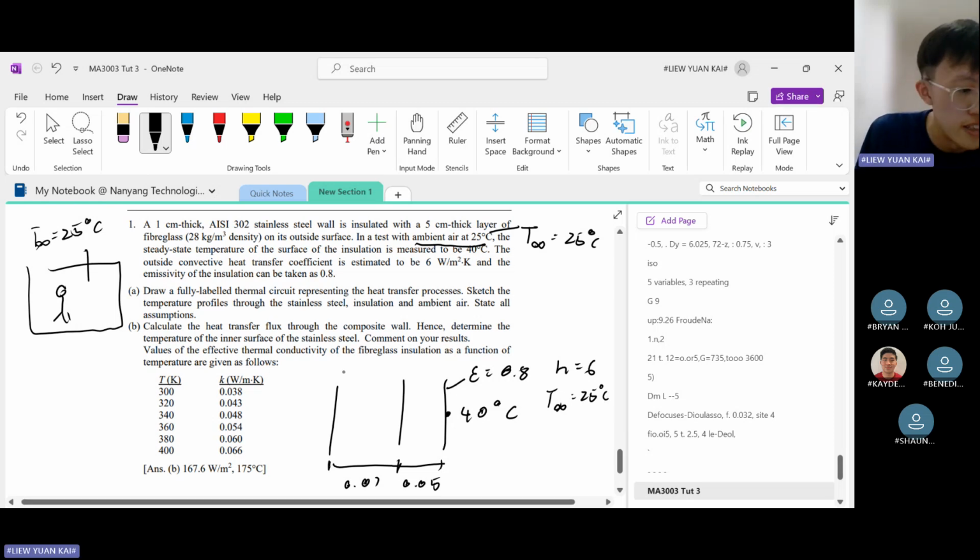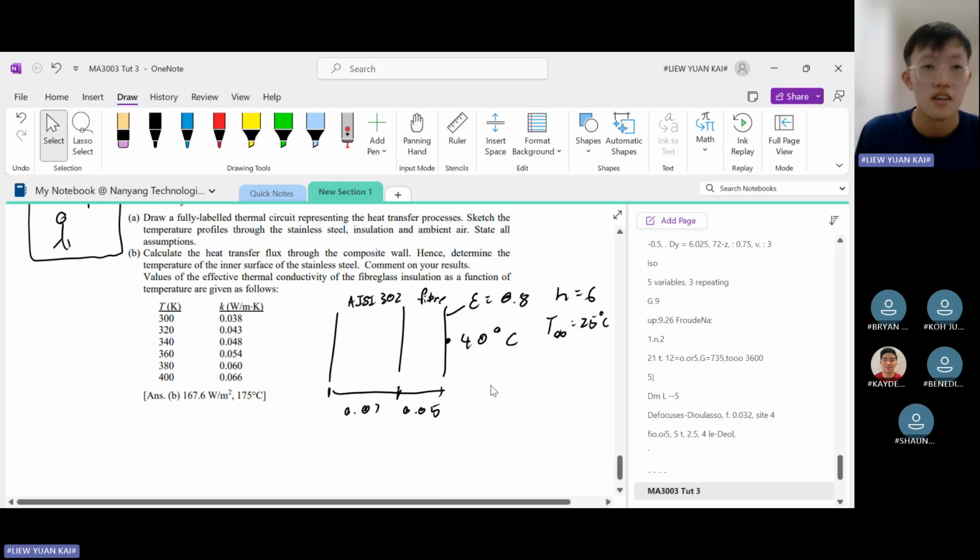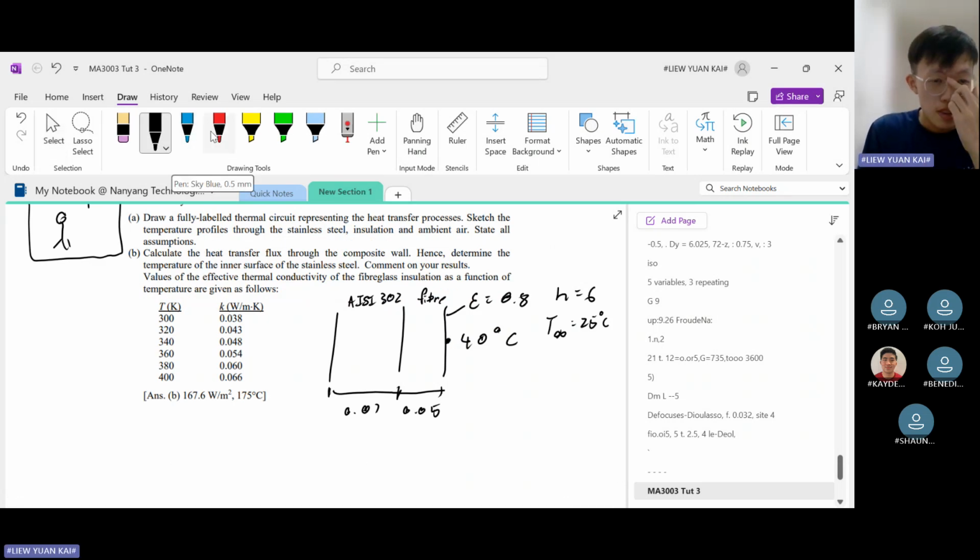Okay, and this is steel. So this is AISI 302, and this is fiber. It's important to label this because it tells us the conductivity. And now we draw the thermal circuit. So this sketch will help us identify the thermal circuit. Remember what I said? Each mode of heat transfer refers to thermal resistance. So for example, this one, it conducts through this, right? So that means this will correspond to a thermal resistance, a conductive resistance.